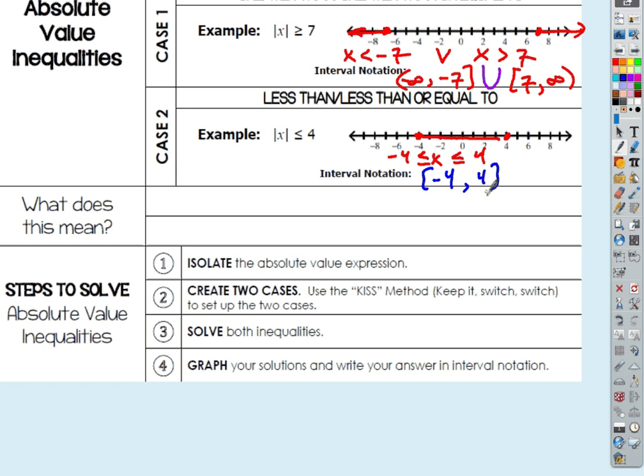Okay? So for today, we'll come back to this tomorrow, but for today, in the steps to solving absolute value inequalities, we're really just going to isolate the absolute value, and then we're going to create two cases, and that's it. So what you're going to do now, you're going to go into your Chromebooks.